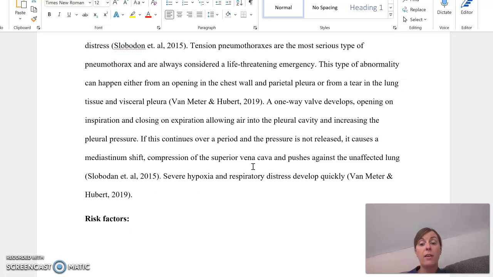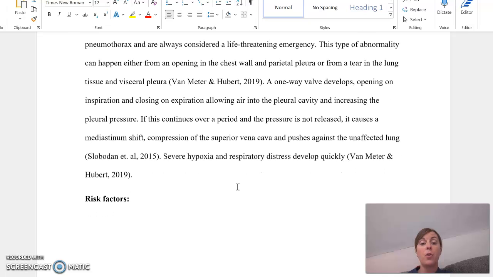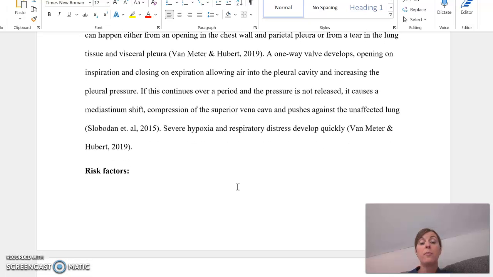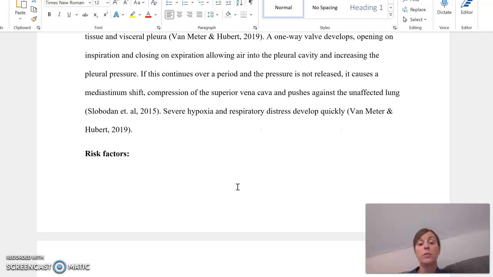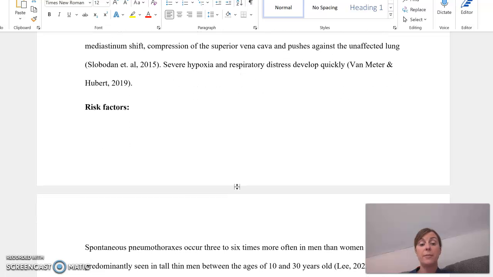A one-way valve develops, opening on inspiration and closing on expiration, which allows air into the pleural cavity and increases the pleural pressure. If this continues over a period of time and the pressure is not released, the patient will suffer from a mediastinal shift. The pressure can push against the superior vena cava, which will affect the heart, and it will push up against the unaffected lung. These patients will present with severe hypoxia and respiratory distress, which develops quickly.